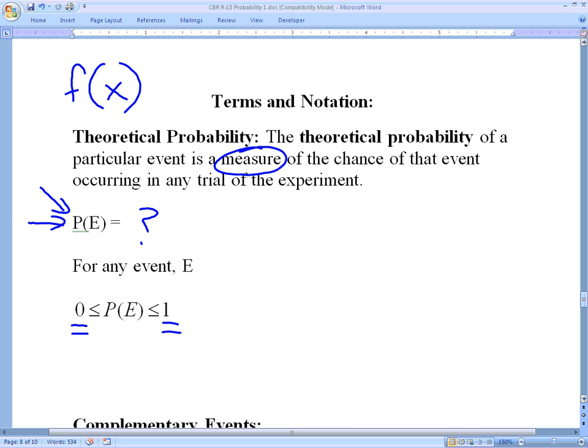Probability runs on a scale. Again, we said it can be on the low end, 0, and on the high end, 1. Right in the middle, we'd have 1/2 or 50% or 0.5. If you have a 0 for a probability, it means it will not happen, will not occur, no chance. If you have a 1 for your probability, that's a guaranteed chance. It will happen, guaranteed.